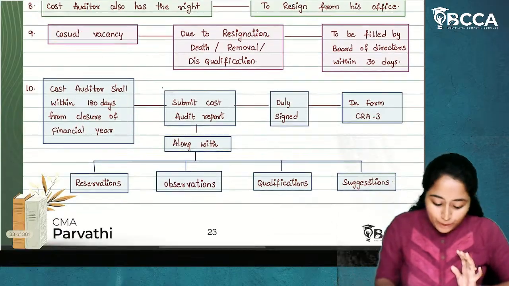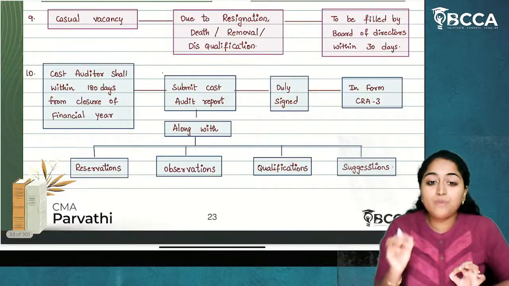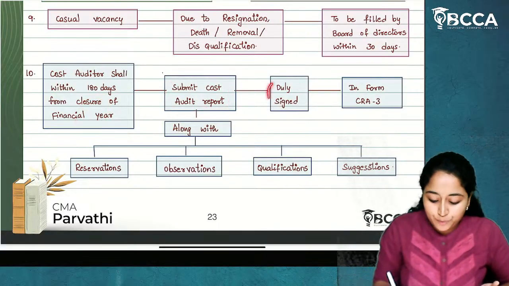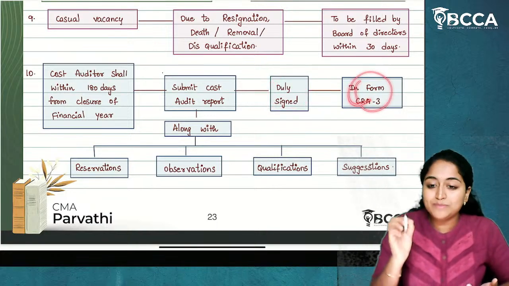The new auditor should be appointed. The cost auditor shall, within 180 days from the closure of the financial year, submit a cost audit report which is duly signed in form CRA 3.